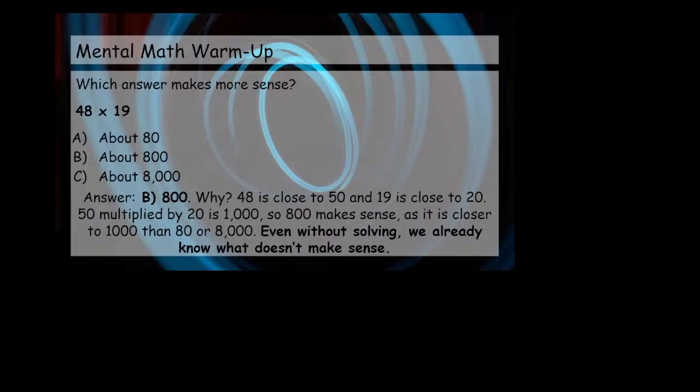Even without solving, we already know what doesn't make sense. 80 is way too small, and 8,000 is way too big. 800 is close to the approximation, which is 1000, and therefore 800 is the correct answer in the estimation here.